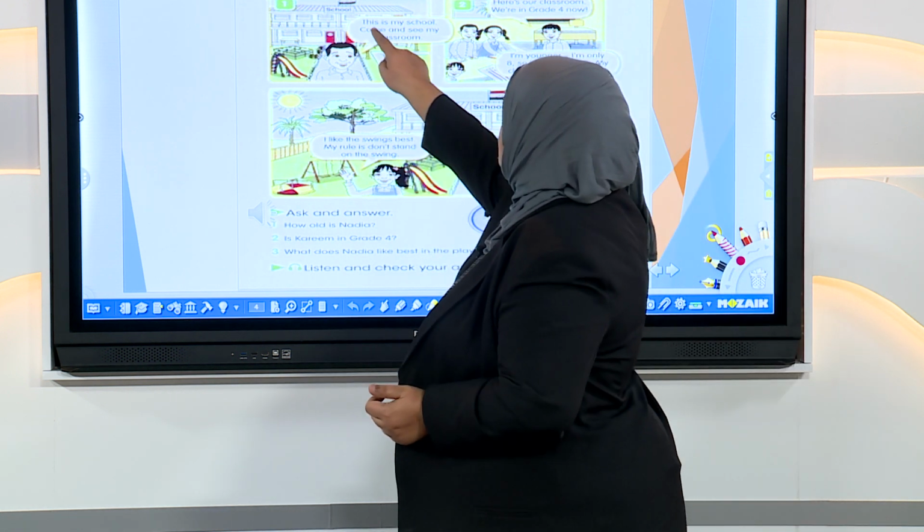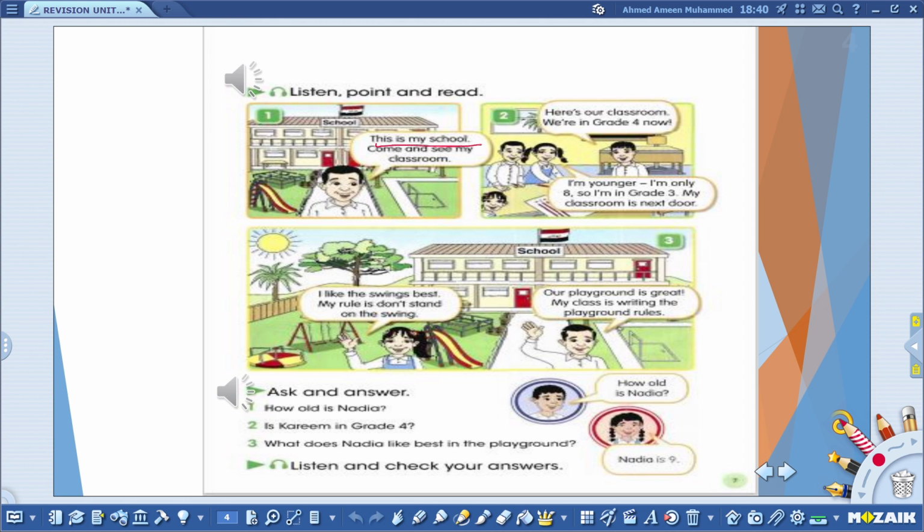This is my school. Come and see my classroom. This is my school. Come and see my classroom. Number two. Here is our classroom. We are in grade four now.